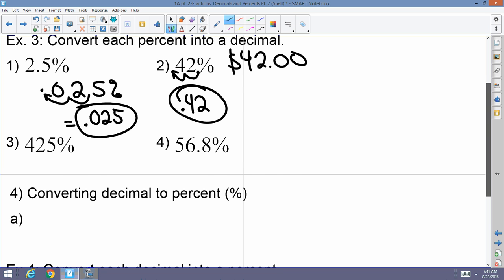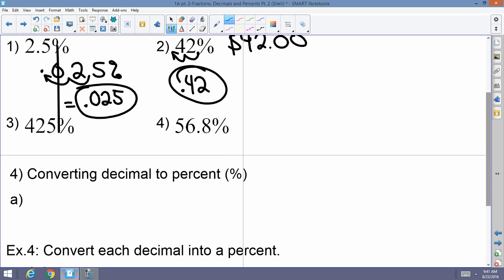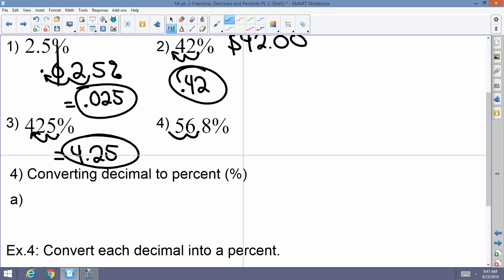425%. My decimal's over here, so I'm going to go 1, 2 to the left, which equals 4.25. 56.8%. I want to turn into a decimal, so I'm going to go 1, 2 places to the left, which equals 0.568, and I drop the percent sign, and that is how you go from percent to decimal.